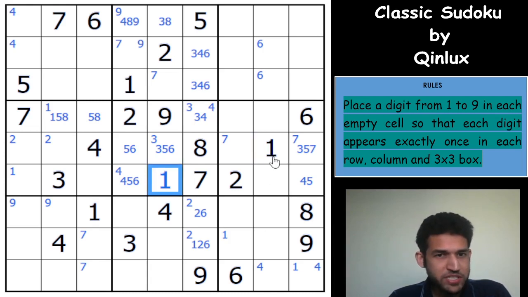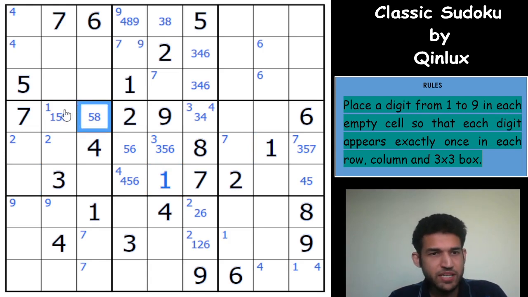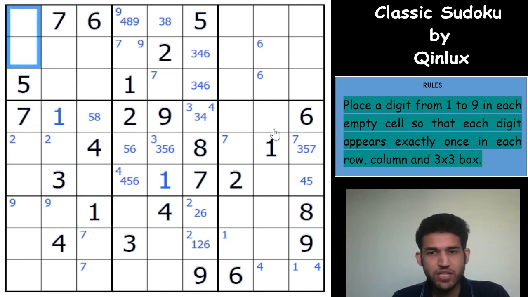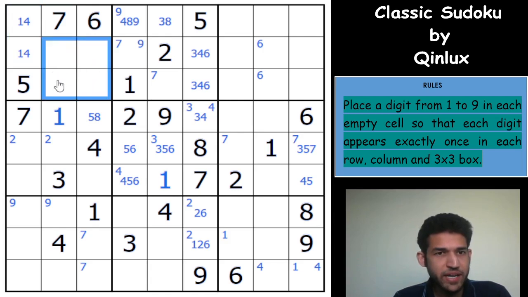So row 5 and row 6 have 1. So 1 is removed from this cell. So 1 goes here. And that pushes 1 in one of these two cells because of these ones. So we get a locked pair. That becomes a 1, 4. And now we need 2, 3, 8 and 9 here. So 2 goes in one of these two cells because of the 2 here. 3 is here. So 3 goes in here. And that puts 3 in one of these two cells.